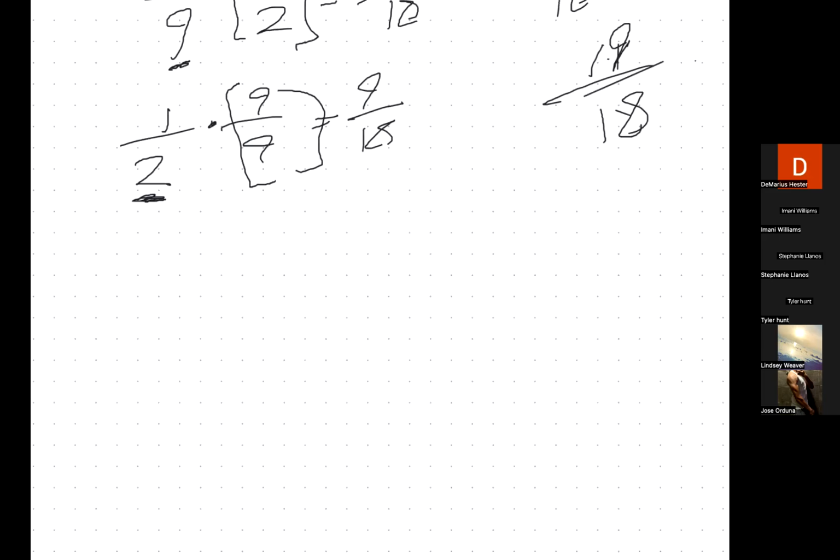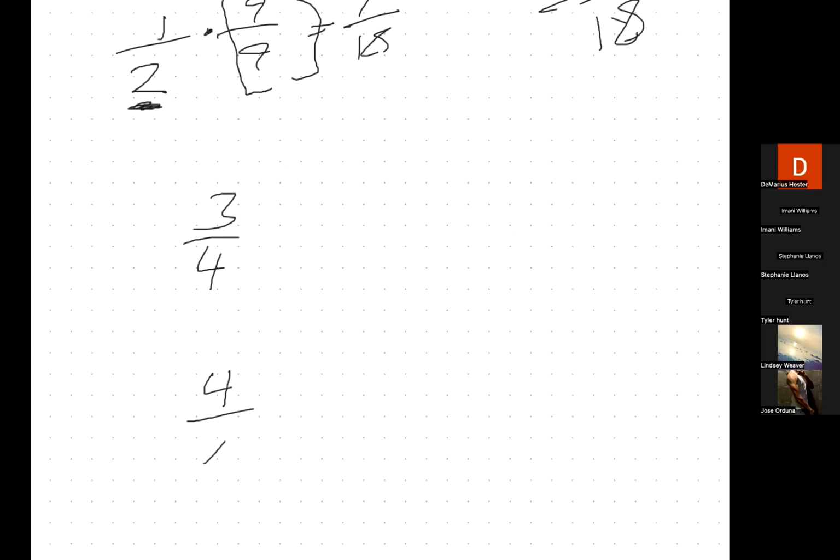Let's do a common denominator one. Let's do 3/4, and then let's do 4/9. So why don't you try to find the common denominator here? 3/4 and 4/9. Remember, you can always multiply the other one by their, what do you call it, by the other denominator. So why don't you all try this one for me?